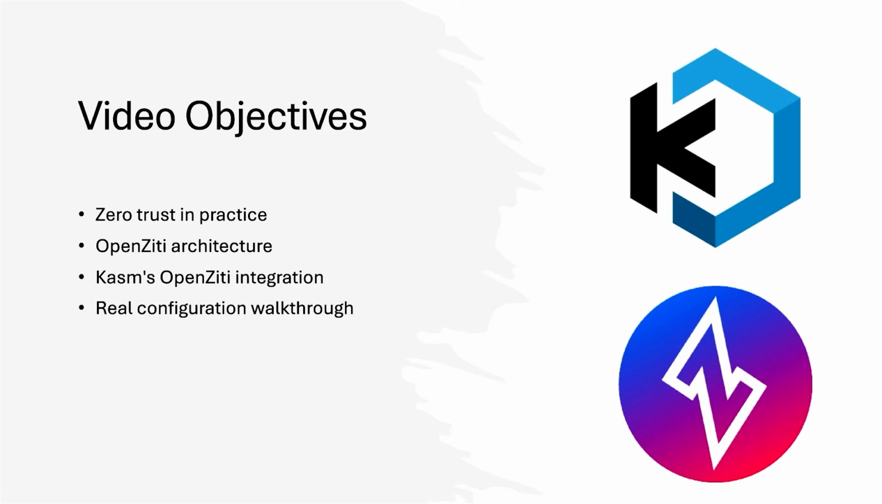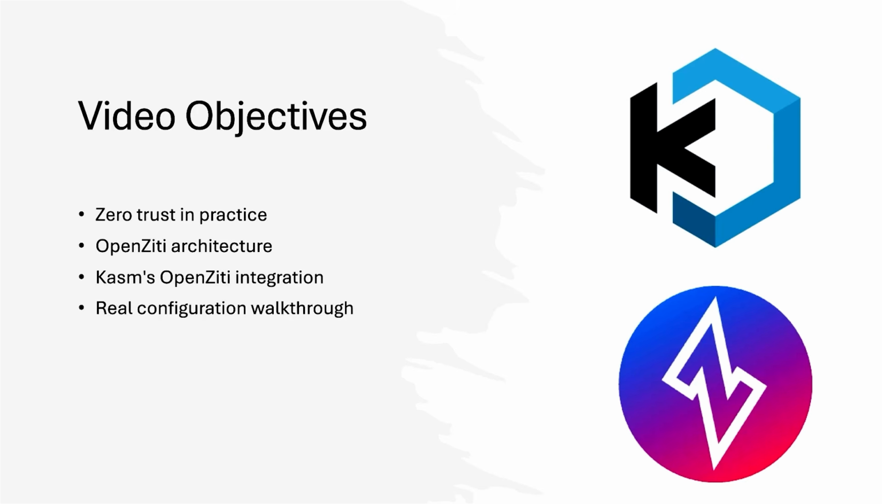Third, we'll explain how Kasm integrates with OpenZiti, what happens automatically, what you configure, and how an identity gets from Kasm's user database into a live workspace session. And finally, we'll do a real configuration walkthrough. We'll publish a private service, wire it into Kasm, and walk through two practical scenarios for delegating access. One scoped to an individual user, one scoped to an entire workspace image.